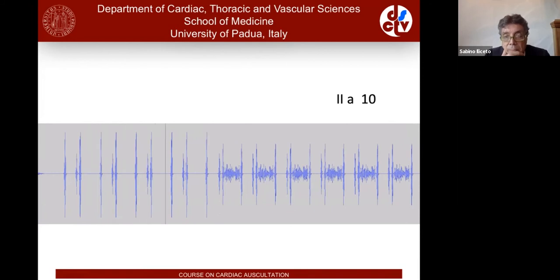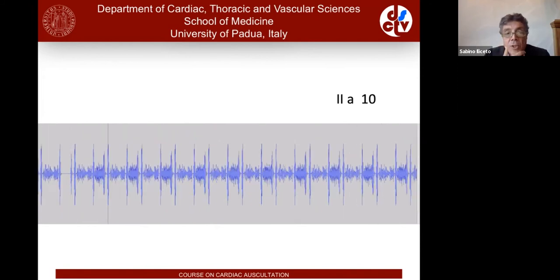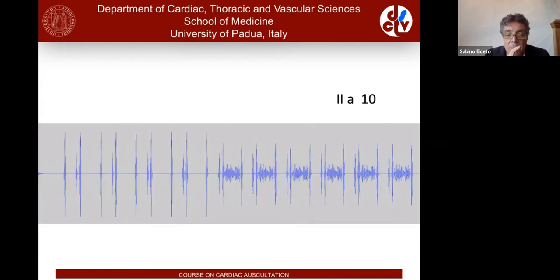And now the murmur. It's a regurgitant murmur, because this is not simply a mitral stenosis, but a mitral stenosis with a regurgitant murmur. So I just anticipated the concept that systole can be not free, because mitral stenosis very often travels with mitral regurgitation.